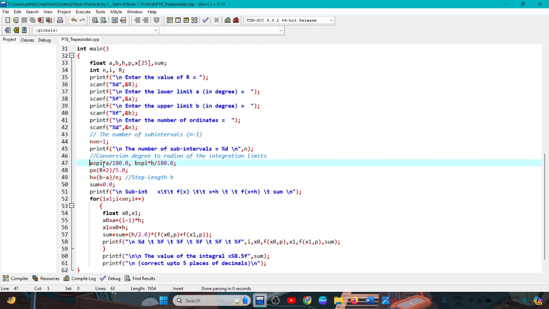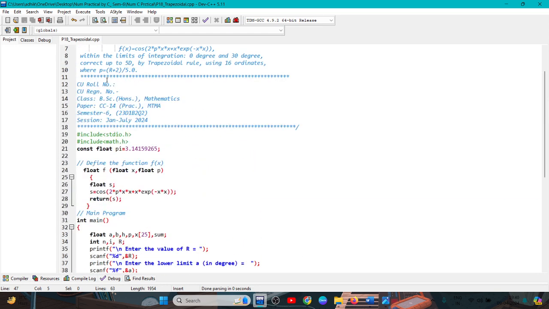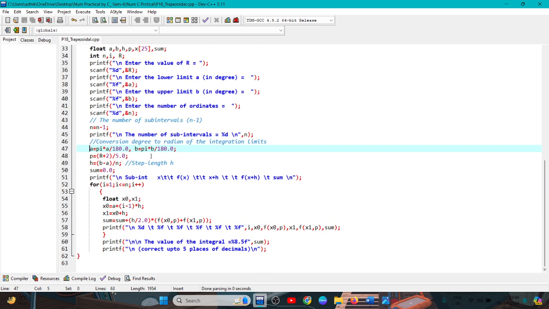Now first we convert degree to radian by using this formula: a equals pi into a by 180.0. Be careful for this: b equals pi into b by 180.0 semicolon, and this is the conversion of degree to radian. And this p equals r plus 2 by 5.0, because it is given that p equals this value. And next h equals the step length, b minus a by n. N is the number of subintervals here.